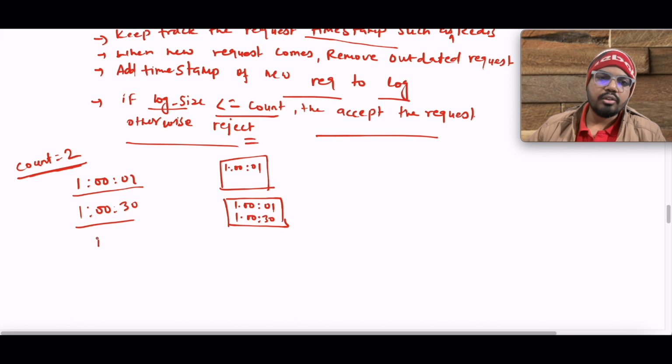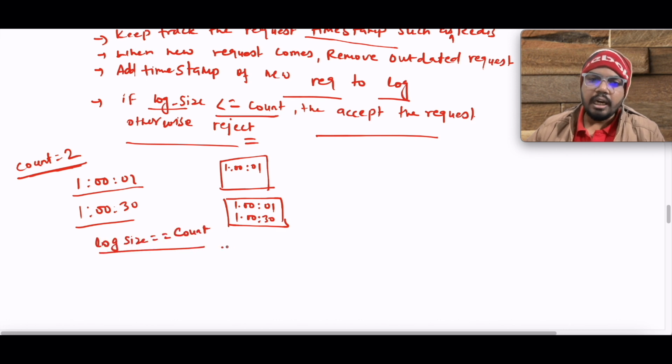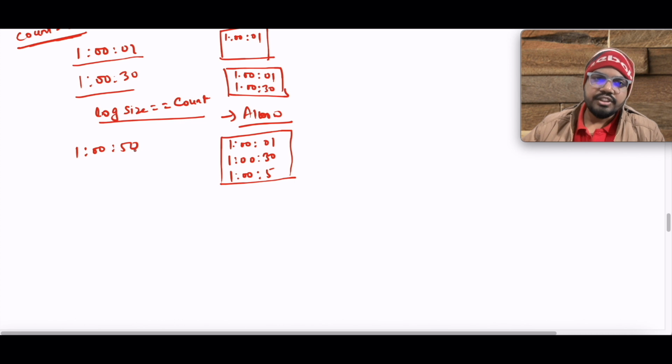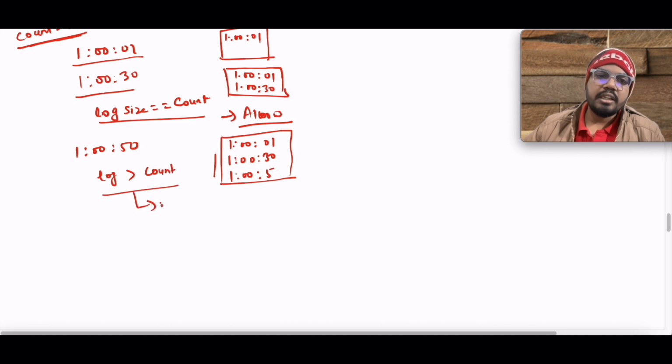So it means the log size equals the count, so it will allow the request. Suppose the next request comes at 10050. It will insert the timestamp and then check the log size. Here the log size is 3, which means the log size is greater than the count, so the request will be rejected.